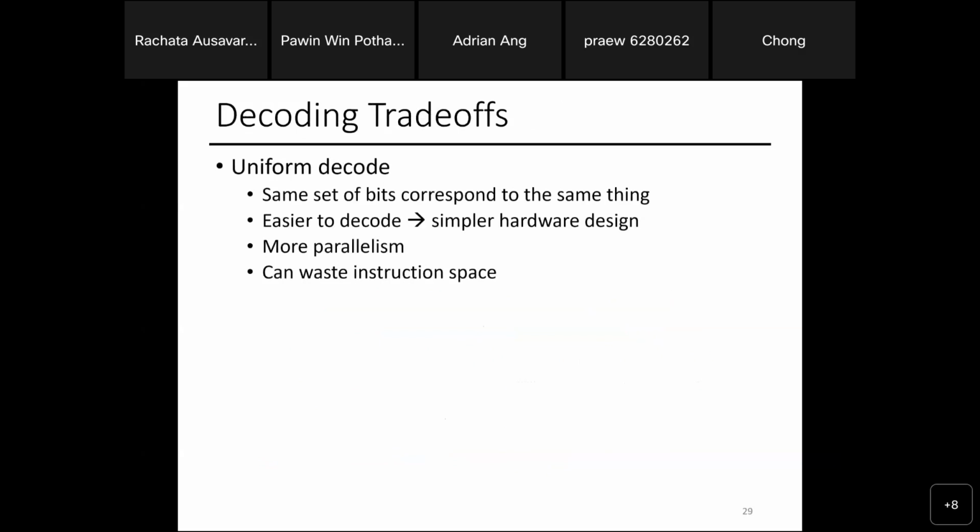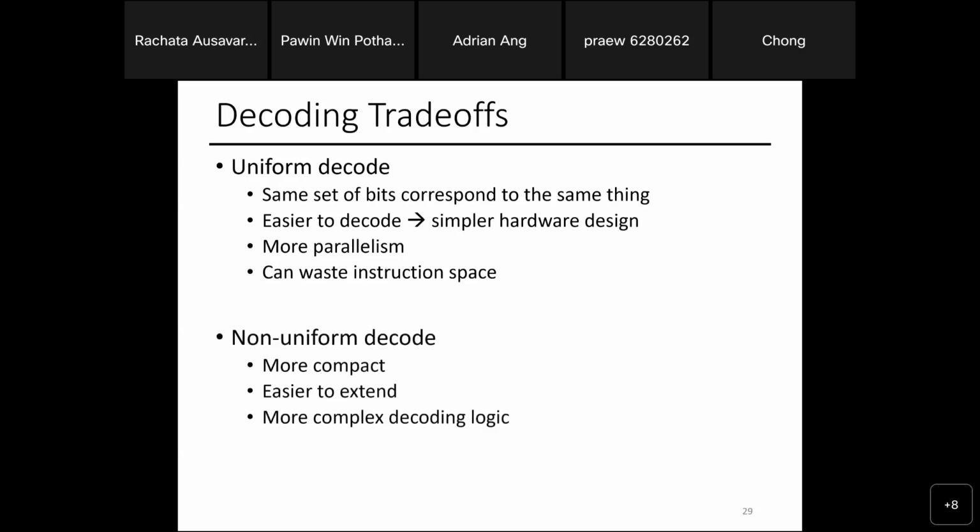So now there's a trade-off here. You can do uniform decode. For example, look at RISC-V. Remember how the opcode is always in bit 6 to bit 0. It's easy. You always extract those bits, and you know exactly what you have to do. So that's uniform decode. The position of each bit corresponds to certain things, and it's always that thing. So it simplifies the hardware design. It allows more parallelism as well, because you can just extract the bits and you know exactly what you have to do. But again, it can waste the number of bits used for your program.